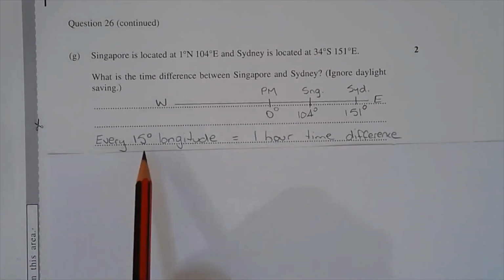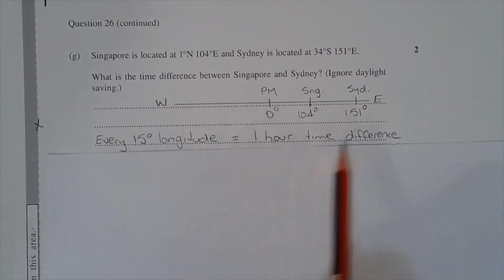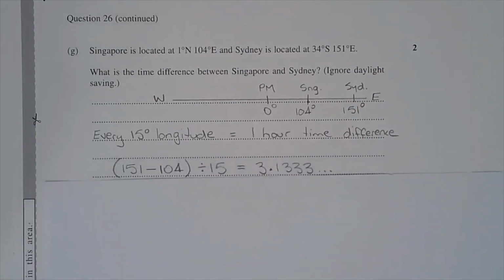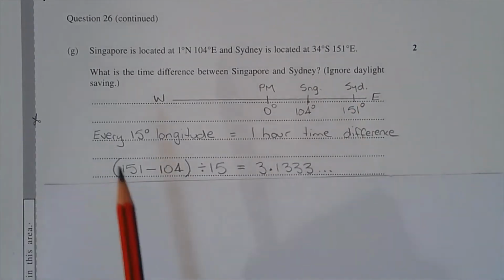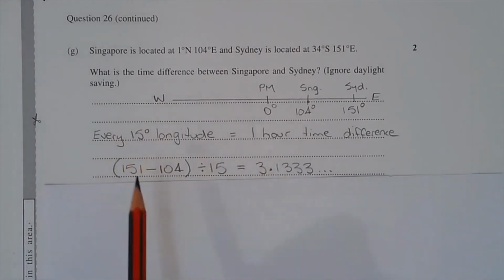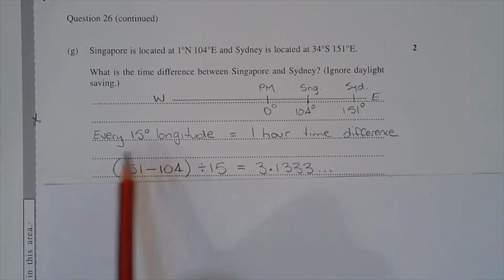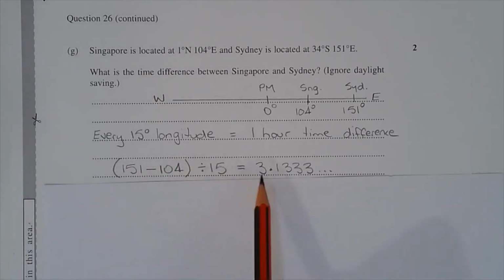Now, every 15 degrees longitude is equal to 1 hour time difference. So how many lots of 15 degrees do we have between Singapore and Sydney is more the question. The way I worked it out is 151 minus 104 will give the difference in longitude. And then dividing that by 15, you get 3.1333 recurring.